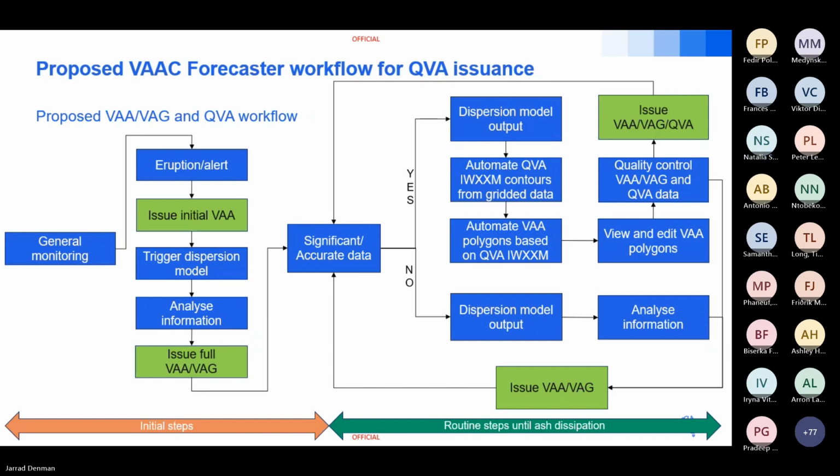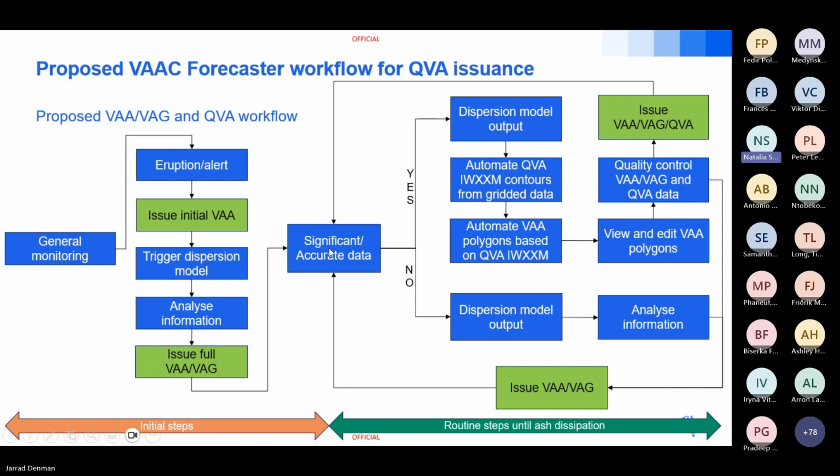So how would that change our workflow and what we would expect the forecasters to be working on? So the first part of it on the left is still the initial steps, but you can see now it's grown for the next part. So the rotation through or the routine step updates.